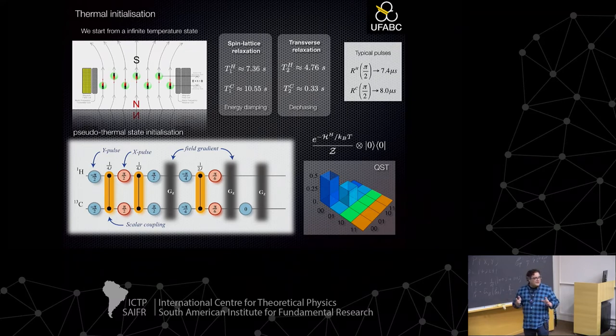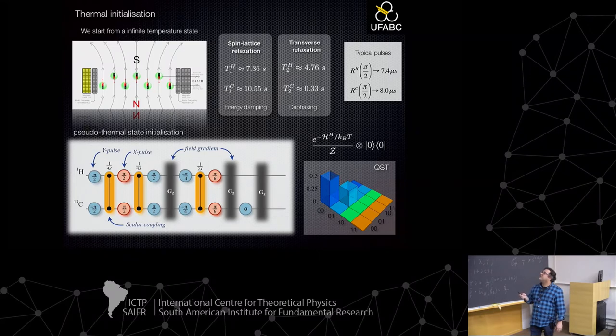So I have two kinds of decoherence in this setup. One decoherence is associated with the spin-lattice relaxation, which is an amplitude damping. Here we are reducing the energy of the system, exchanging energy with the environment, and it is about a few seconds. And we also have the transverse relaxation, which is a dephasing. This dephasing time is a little bit smaller, but it is still about a second.